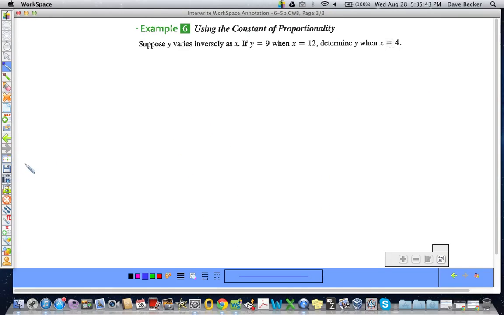Okay, one more example. Suppose y varies inversely as x. Well, I'm not going to suppose it. I'm going to take your word for it. So that's going to be y equals k over x. If y equals 9 when x equals 12, determine y when x equals 4. Well, this is what they're asking me to find here. Determine y when x equals 4.